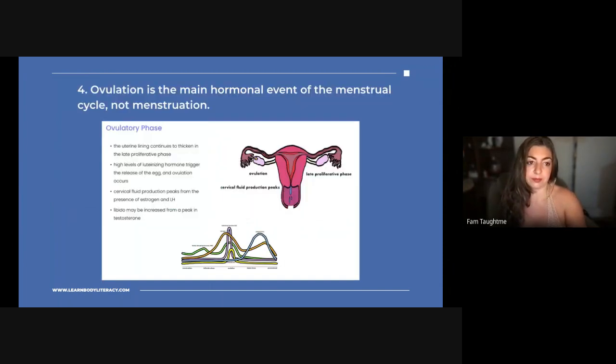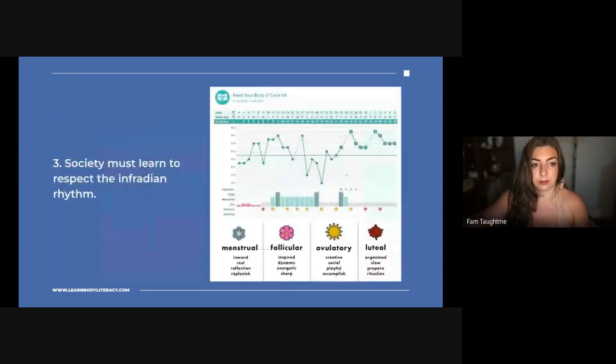The next is that ovulation is the main hormonal event of the menstrual cycle, not menstruation. So, period positivity, there's actually a lot of activism going on around periods, which is great. However, menstruation is sort of the result of ovulation. So it's important for us to really ground the changes that we see in the menstrual cycle as being associated with ovulation, because that's what's actually driving the whole hormonal process.